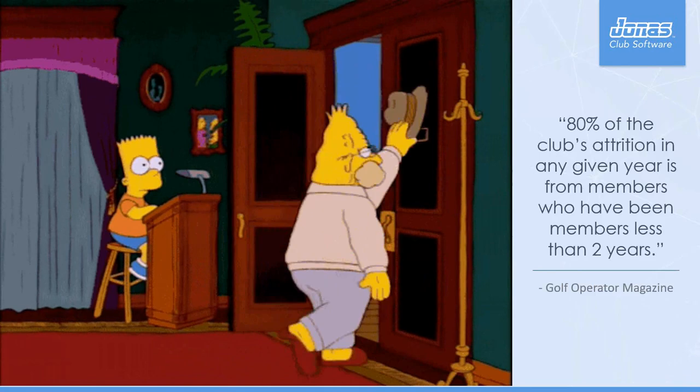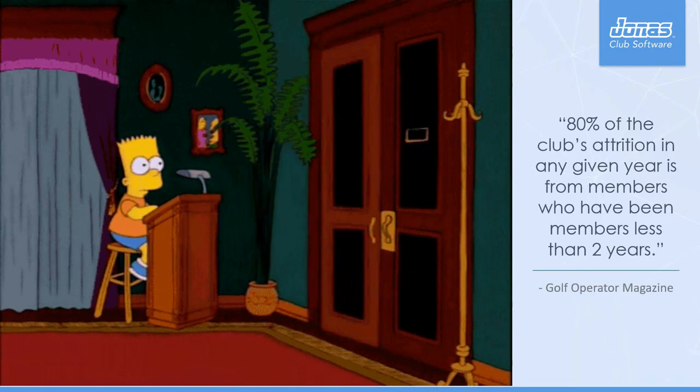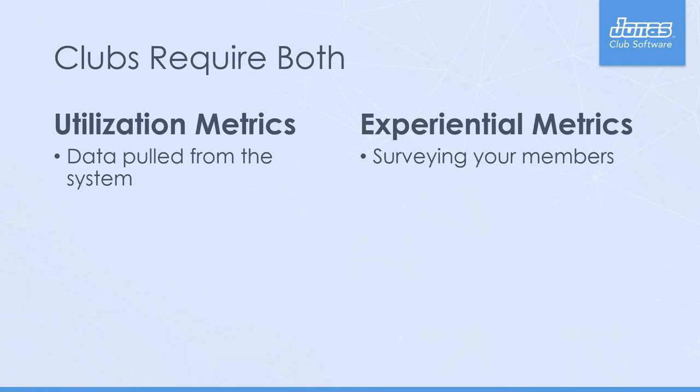So based on the information I told you about my friend, again, I know that's just a small anecdote, we have 2 different things that we typically use to predict or determine whether or not our membership is happy. 2 of those things would be the utilization metrics of our members and the experiential metrics of our members.